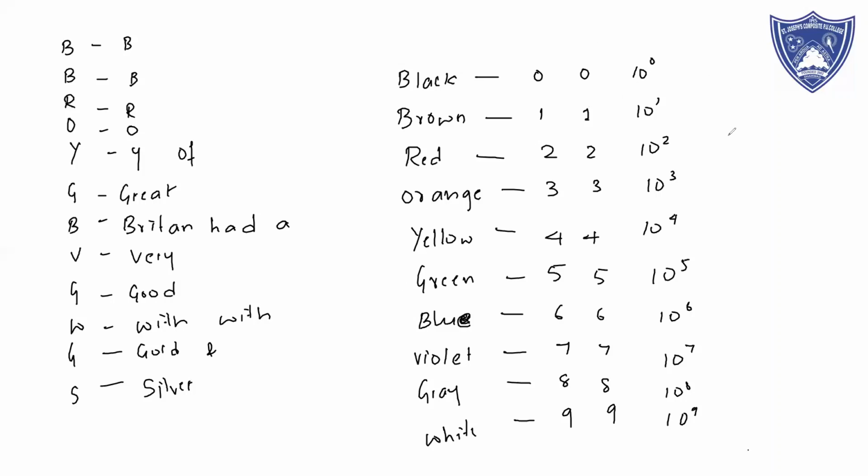Now, what about the tolerance? Gold has a tolerance of plus or minus 5%. I'll tell you how to calculate this tolerance also, but understand the chart. Silver has a tolerance of plus or minus 10%. And if there is no band on the resistor, neither silver nor gold, then we say no band has plus or minus 20% tolerance. Okay, plus or minus 20% tolerance.